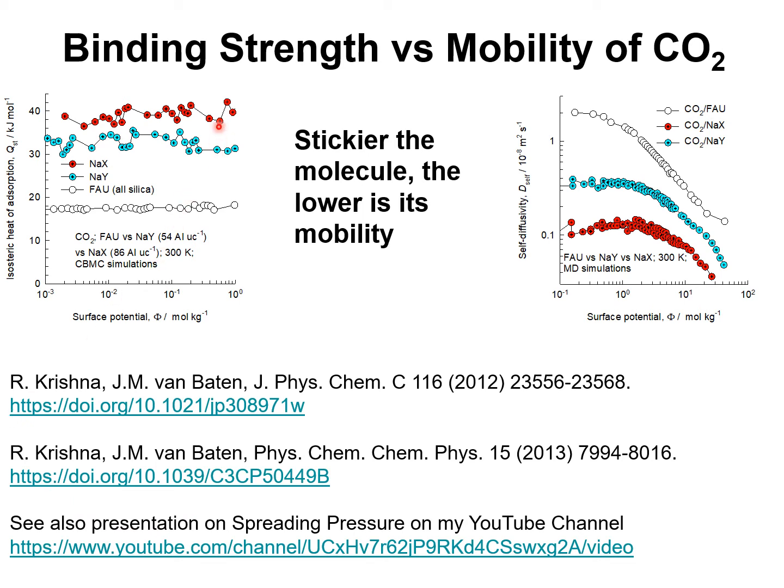However, stronger binding implies lower mobility, and we note from the plot of the self-diffusivity versus the surface potential that the mobilities decrease with increasing number of extra framework cations, as we move from all silica faujasite to sodium Y to sodium X. So the takeaway message from this slide is that the stickier the molecule, the lower is its mobility.